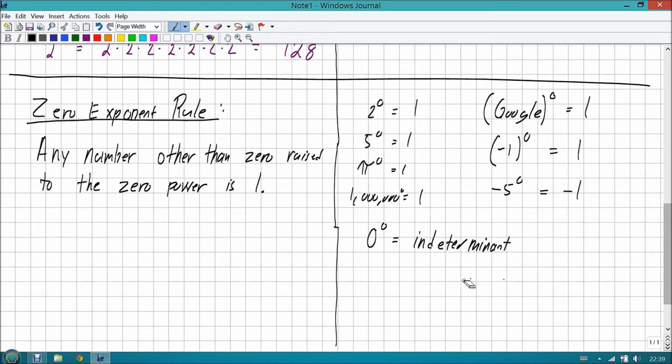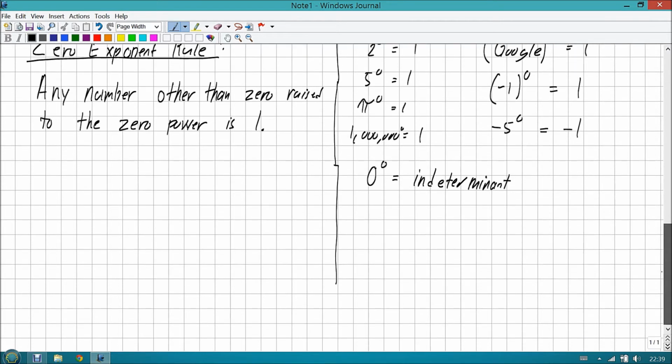Now, some of you are probably asking, Mr. O'Neill, why? Why is it that every number raised to the 0 power goes to 1? Well, to explain that, I think we need to look at it in detail and do a little experiment. Let's start with the number 3.